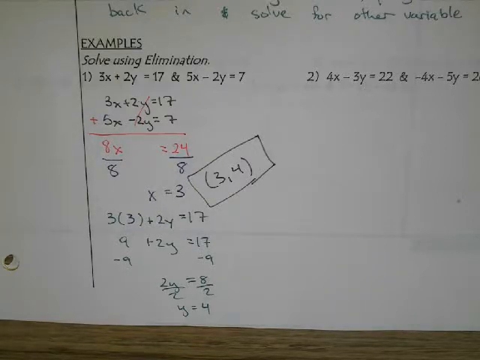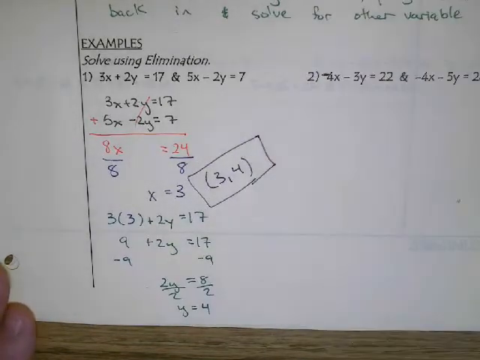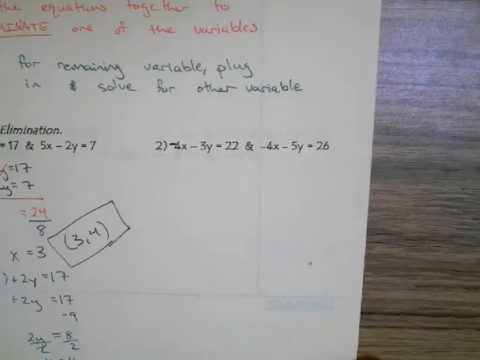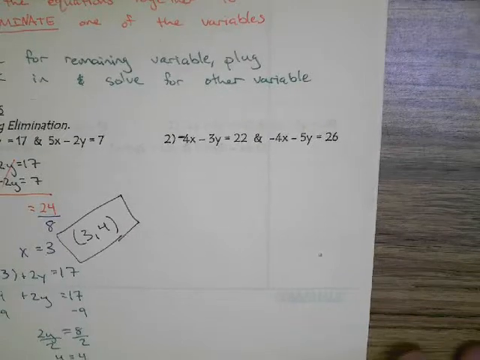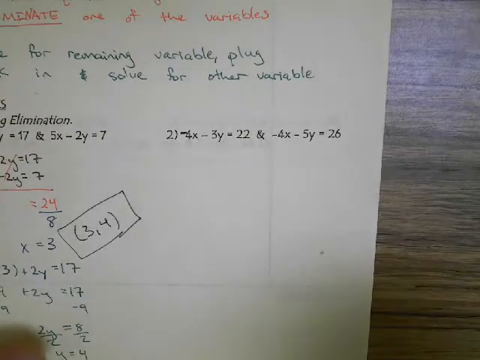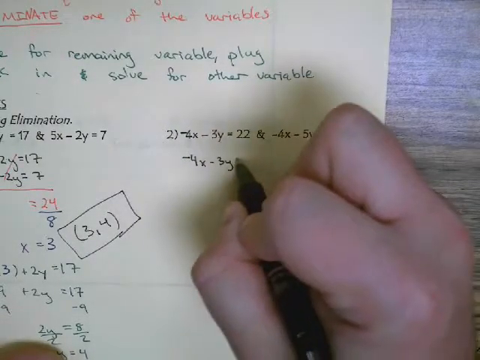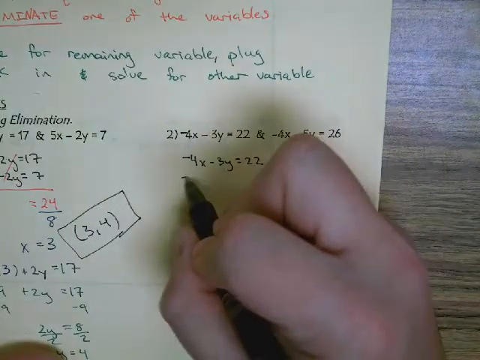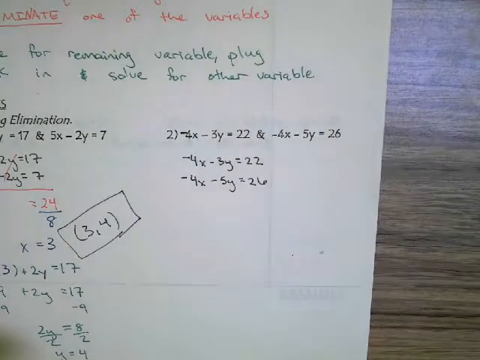What about that situation where my coefficients aren't matching and opposite? Well, let's look at that. On number 2, to make this work out so we can really see it, go ahead and add a negative to that 4x. So I just wrote in a negative next to this 4x. Now the first thing we'll want to do is stack them on top of each other. So I have negative 4x minus 3y equals 22.